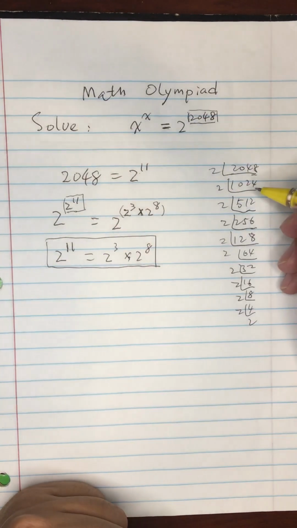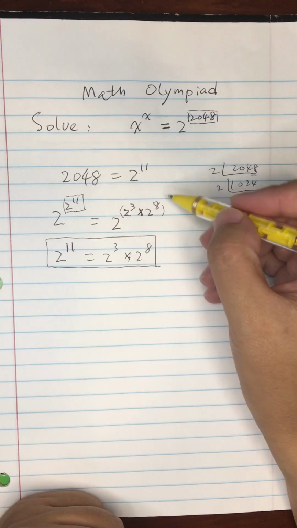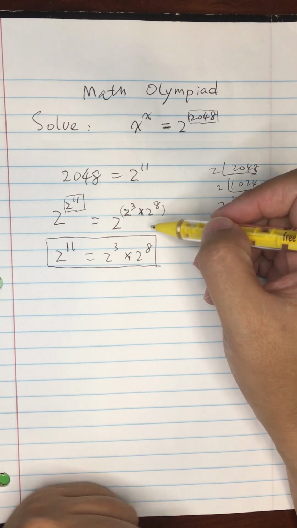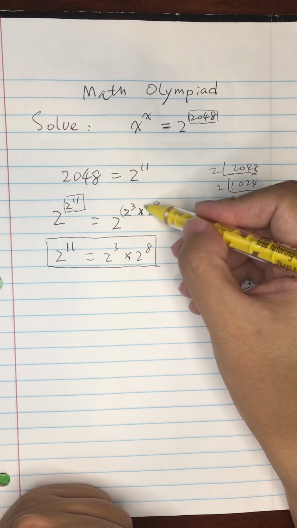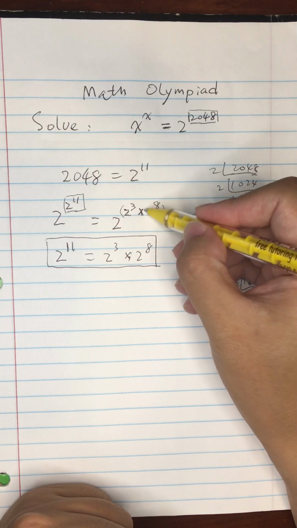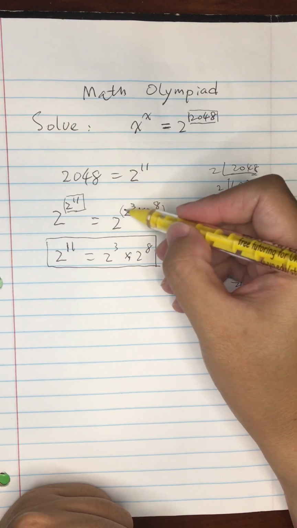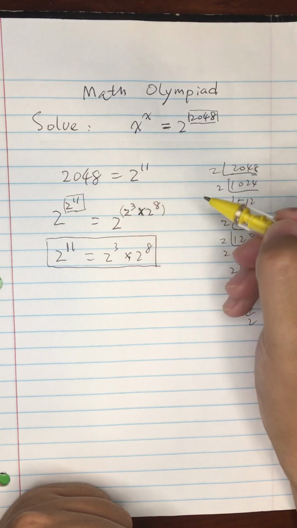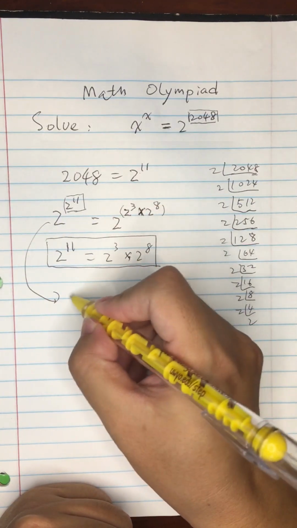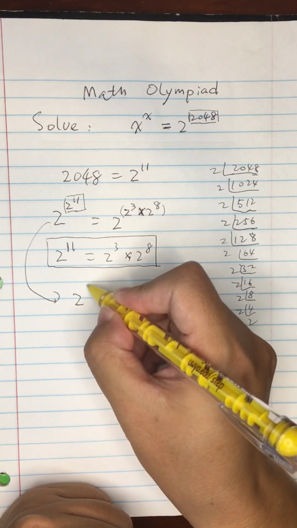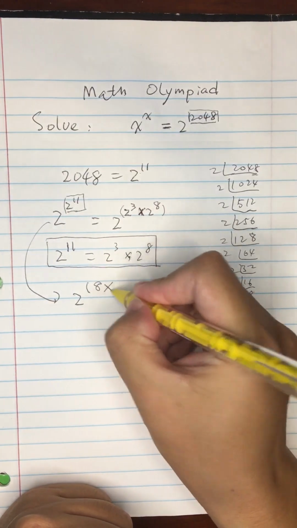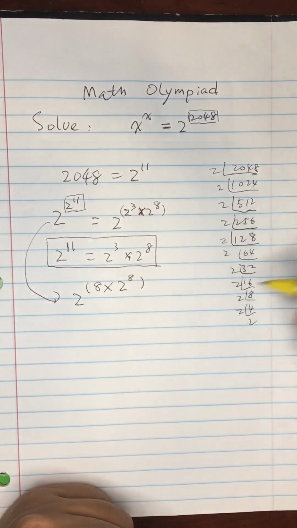And now it looks like we have something that's kind of close. Because we have this thing already, 2 to the 3rd power is actually 8. So this equation is going to equal 2 to the power of 8 times 2 to the 8th power.